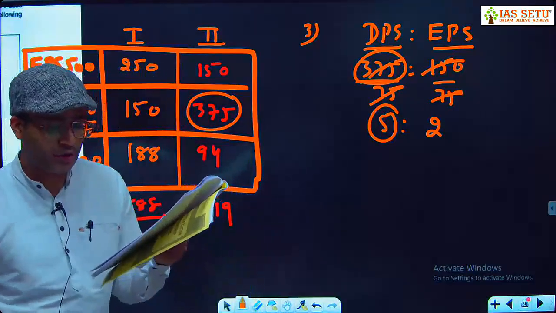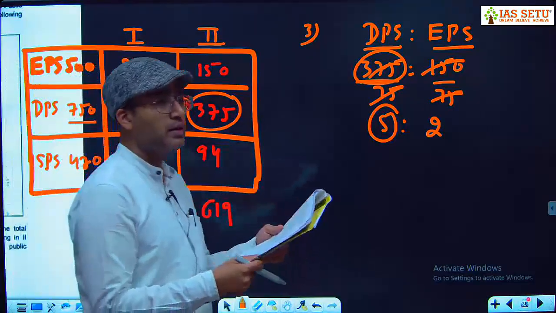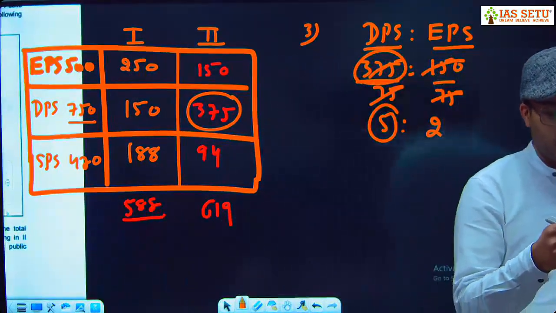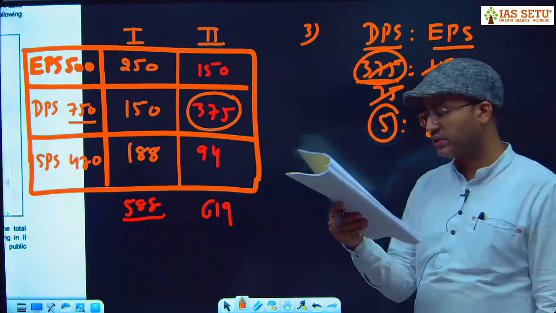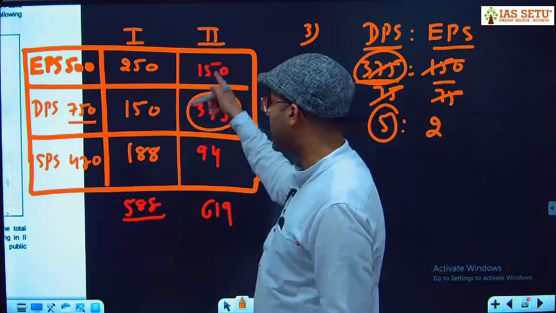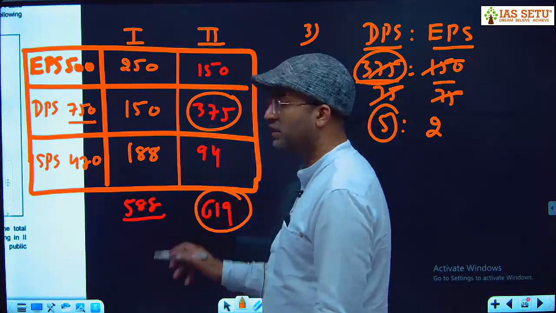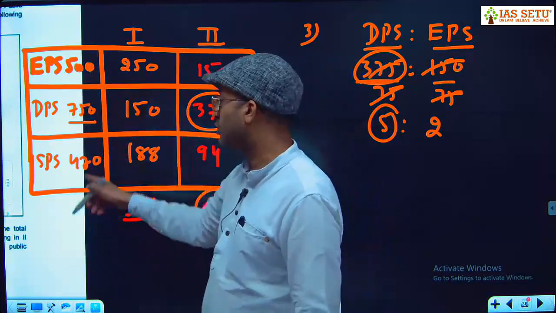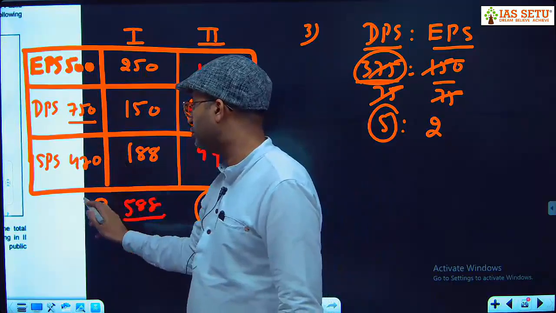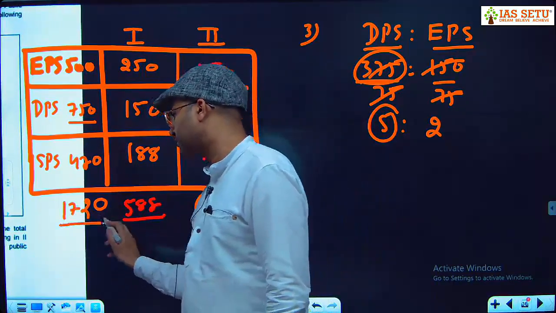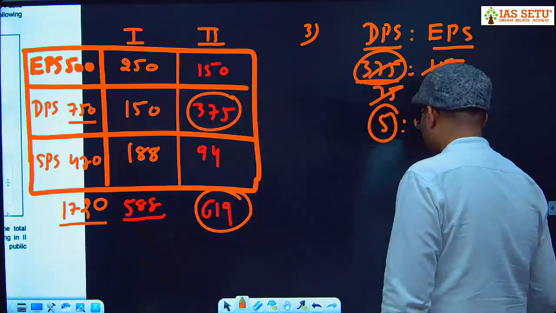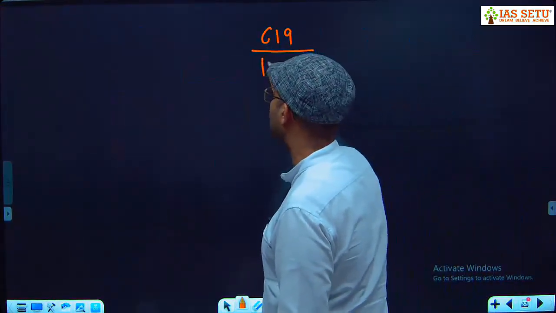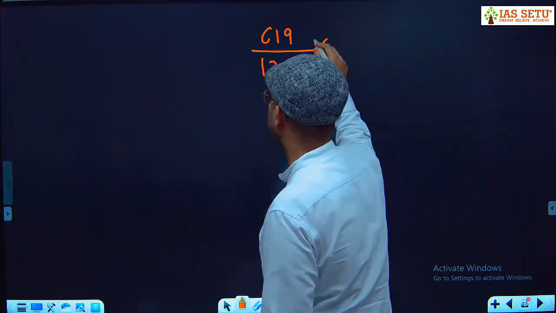Question number 4: total number of students passing in second division form what percentage of the total students in 10th standard in 3 schools? Approx. Second division we already know, 619 is what percentage of total students? What is this total student? 1720. Means your question is 619 is what percentage of 1720?